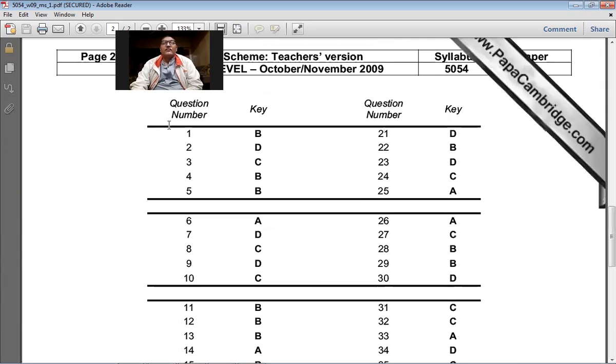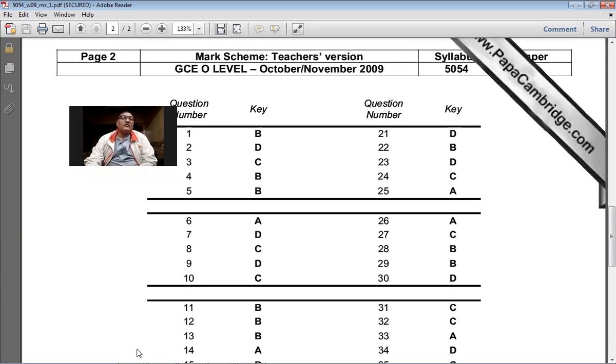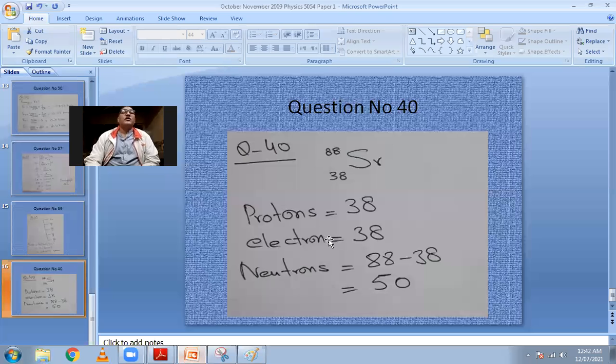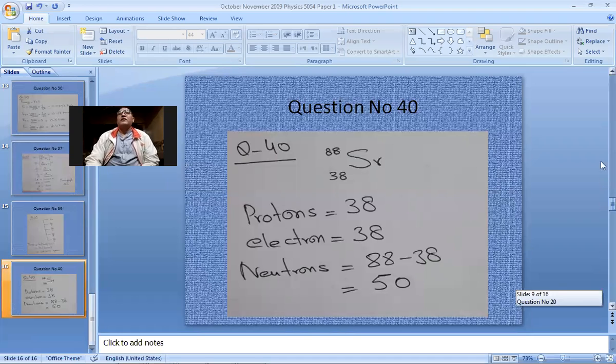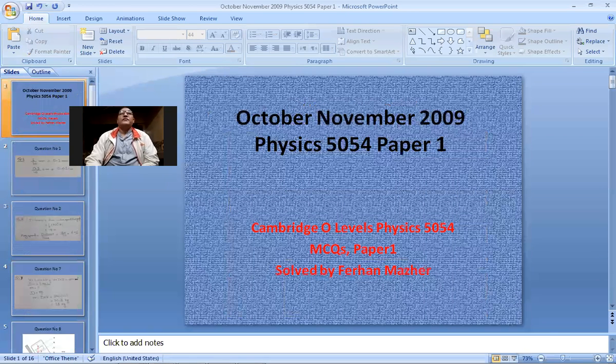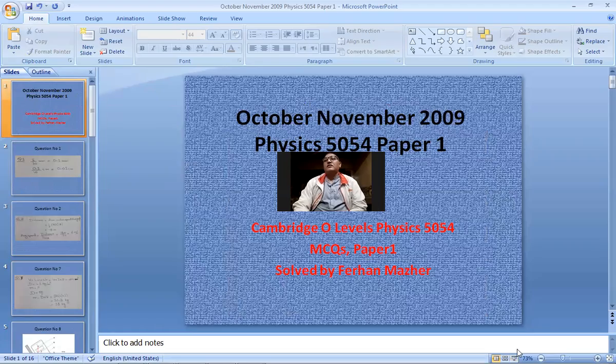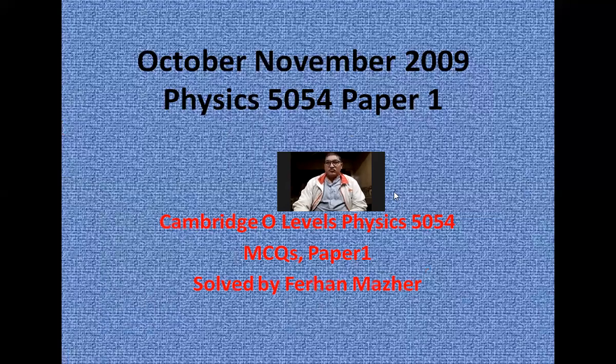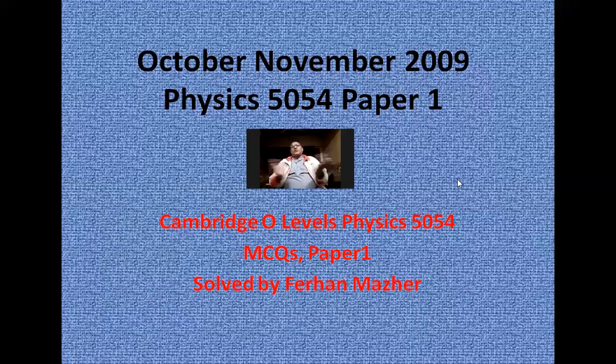So I think this is over. My dear students, we are done with this paper. This was the October-November 2009 paper. It's an MCQ paper, Paper 1, we call it.